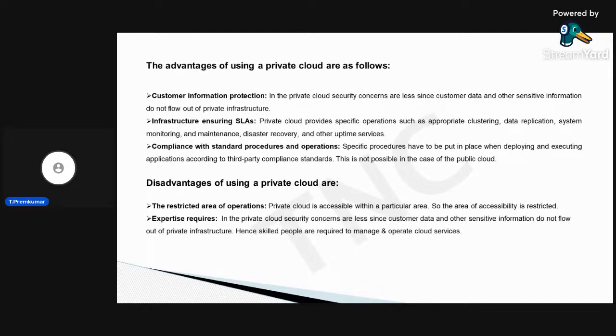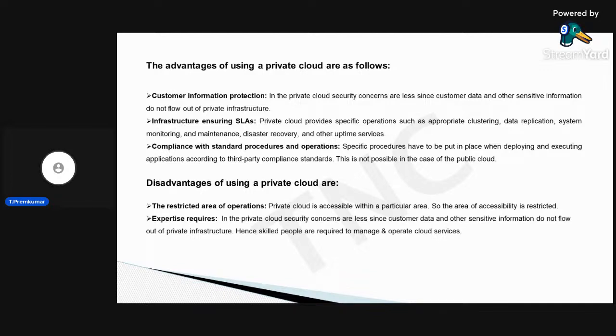The advantages of a private cloud are customer information protection, infrastructure ensuring SLAs, and compliance with standard procedures and operations. What is meant by customer information protection is that in the private cloud, security concerns are less since the customers' data and other sensitive information do not flow out of private infrastructure. For infrastructure ensuring SLAs, private cloud providers offer specific operations such as appropriate clustering, data replication, system monitoring and maintenance, disaster recovery, and other uptime services.